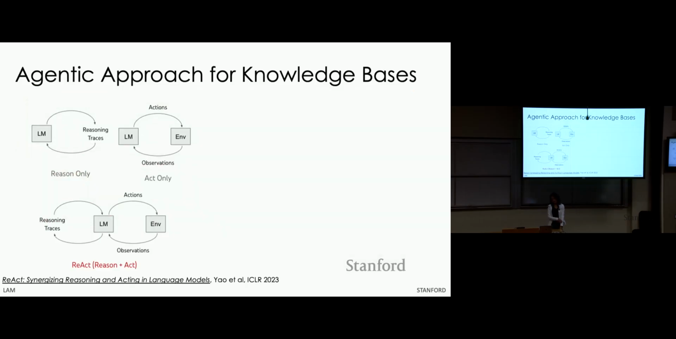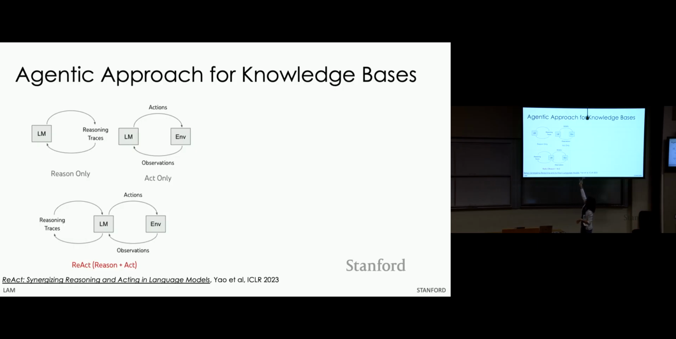So this takes us to the concept of agentic approach for knowledge bases. On the left side, the top, we say reason only. This is the chain of thought concept. It's like you think. It is all within this language model. It knows what it knows. It doesn't know what it doesn't know. That's all they have.